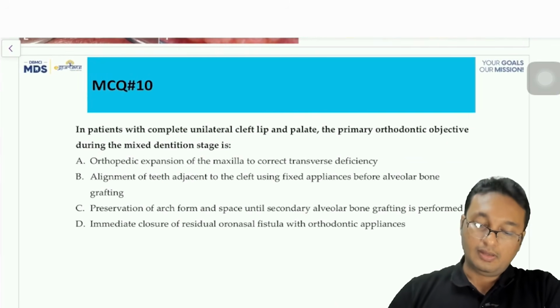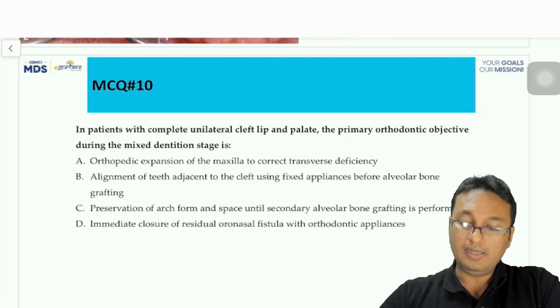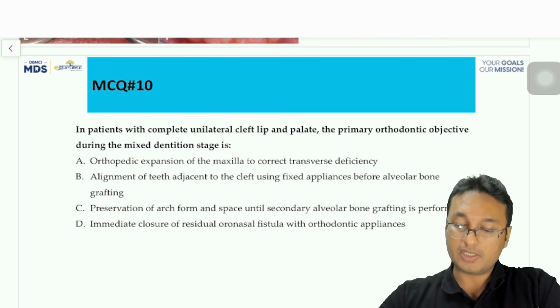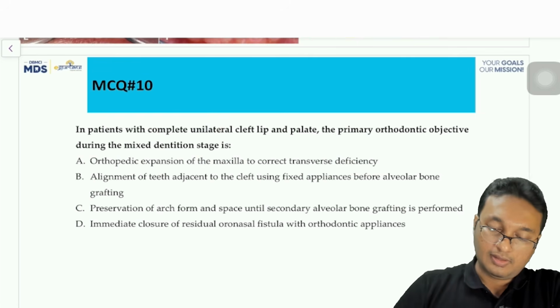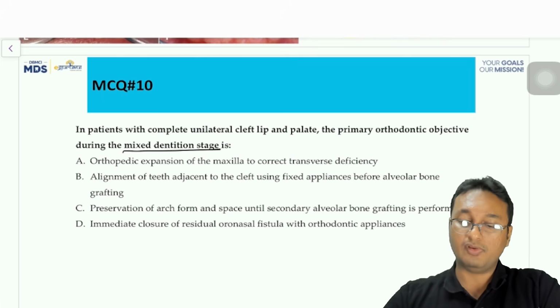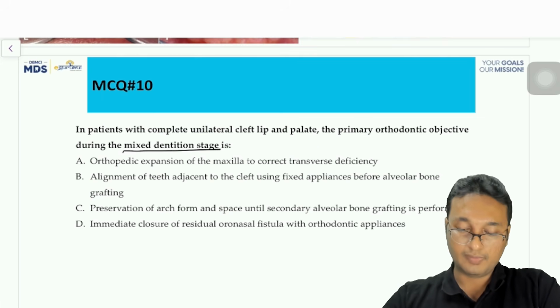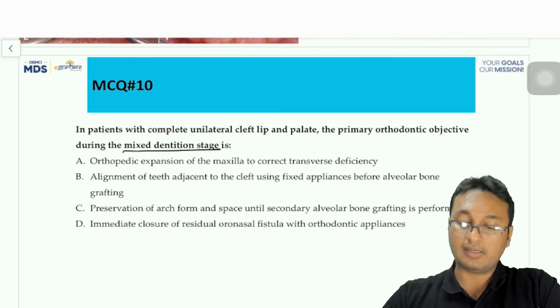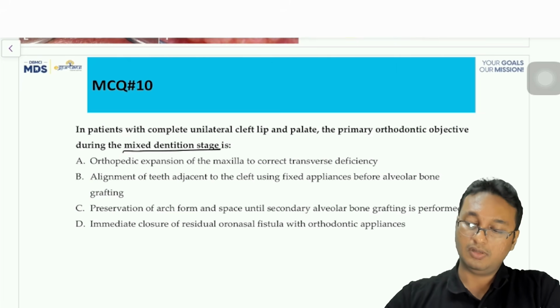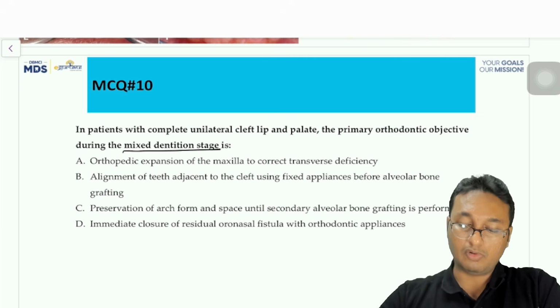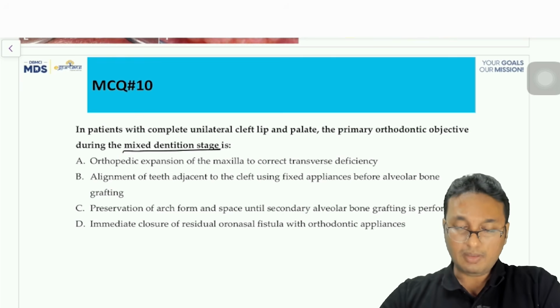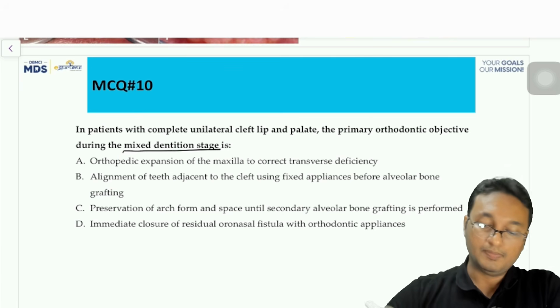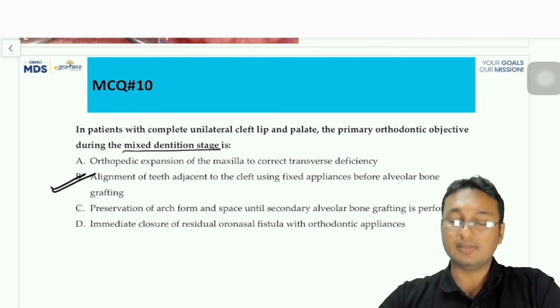Okay. In patients with complete unilateral cleft lip and palate, the primary orthodontic objective during mixed dentition stage is: orthopedic expansion of the maxilla to correct transverse deficiency; alignment of teeth adjacent to the cleft using fixed appliances before alveolar bone grafting; preservation of arch form and space until secondary alveolar bone grafting is performed; or immediate closure of residual orodental fistula with orthodontic appliances. Now, the objective of primary orthodontic treatment during mixed dentition is alignment of teeth adjacent to the cleft using fixed appliances before alveolar bone grafting.